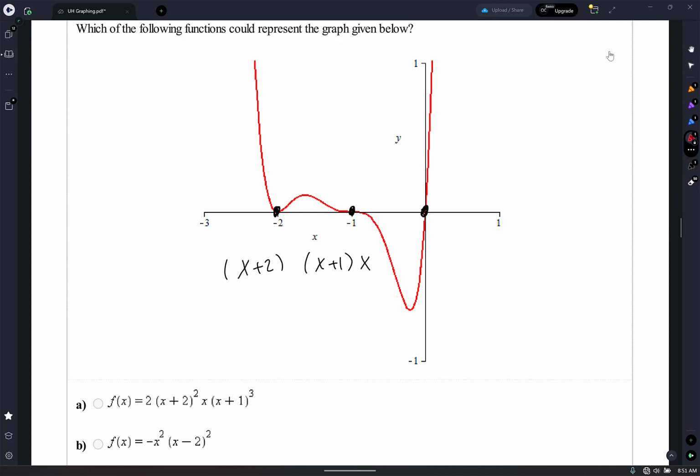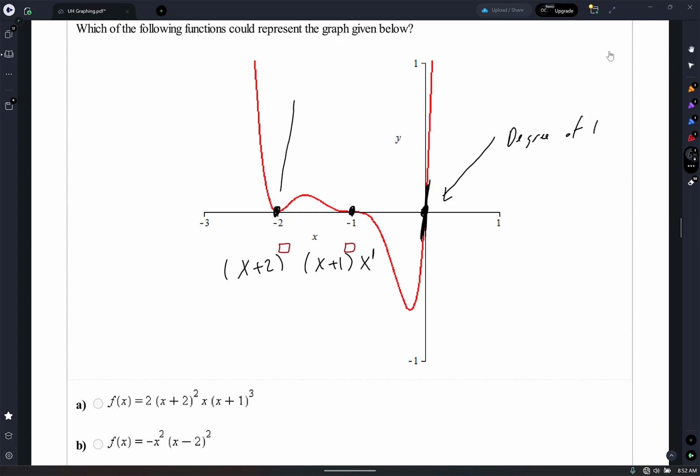Now, as far as the degree, notice this one is practically a linear line. See how it's just like practically linear right there? So that has a degree of 1. So this one has a degree of 1.